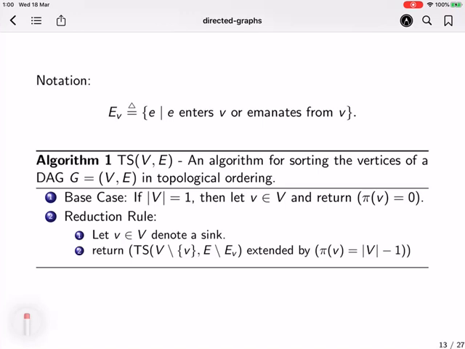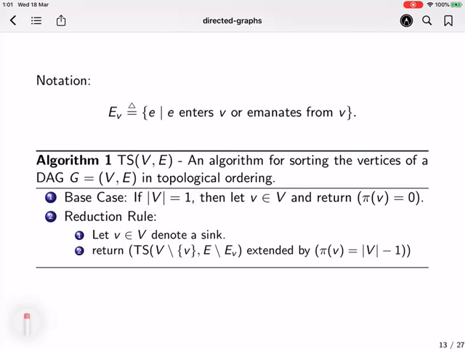How does the algorithm go? This is a very simple algorithm, but it is a recursive algorithm. So being recursive, it consists of 2 parts: the base case, when the number of vertices is 1, and the reduction rule, when the number of vertices is greater than 1. Okay, so the base case is trivial. If the number of vertices is 1, there's only 1 vertex. Denote this vertex by lowercase v, and all you have to do is assign a number to v. Pi of v equals 0. Clearly, this is a good topological ordering of a graph that consists of a single vertex. Now, here comes the reduction rule.